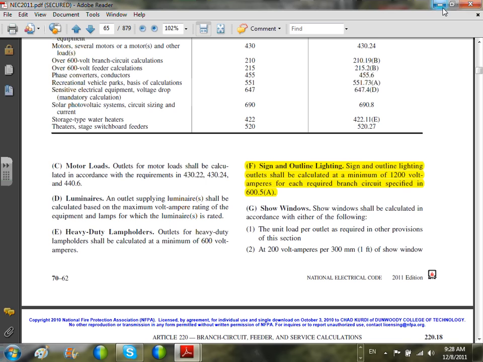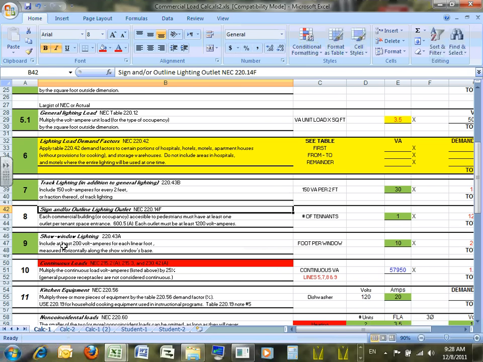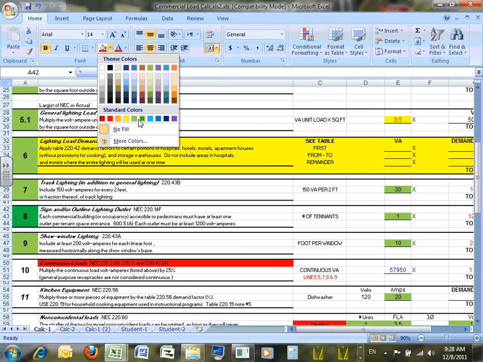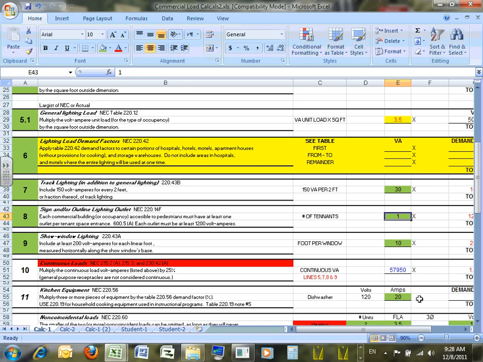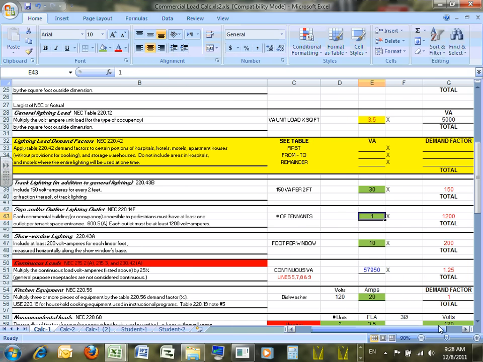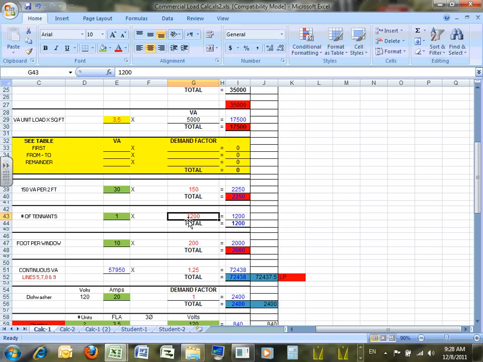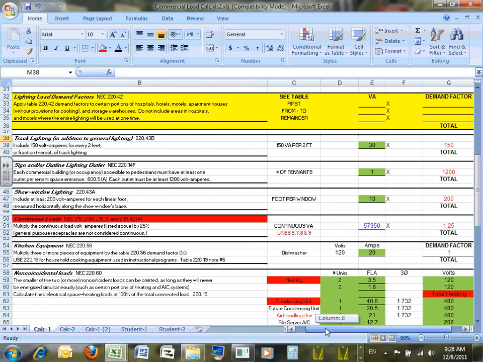Okay, so here's my sign. Highlight it. So that's the second thing you need to carry, is a sign. And in my case, I have one sign. I multiply the sign by 1200, and that will give me 1200, right? That will give me 1200. Okay. Any question guys about the signs?